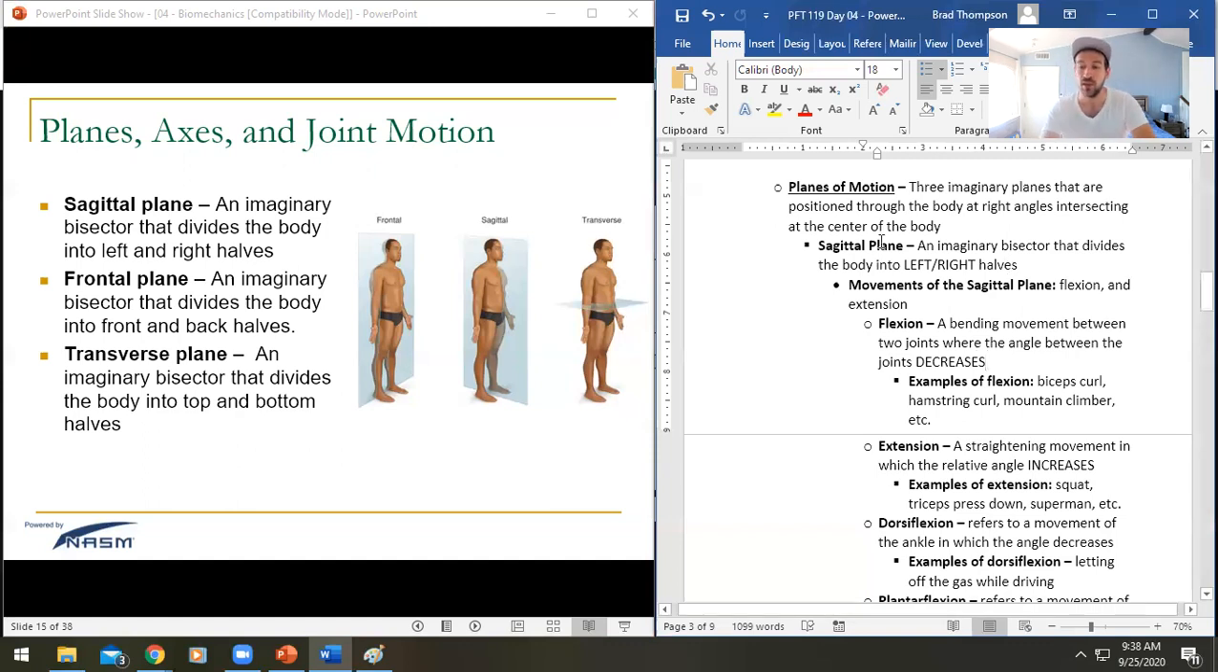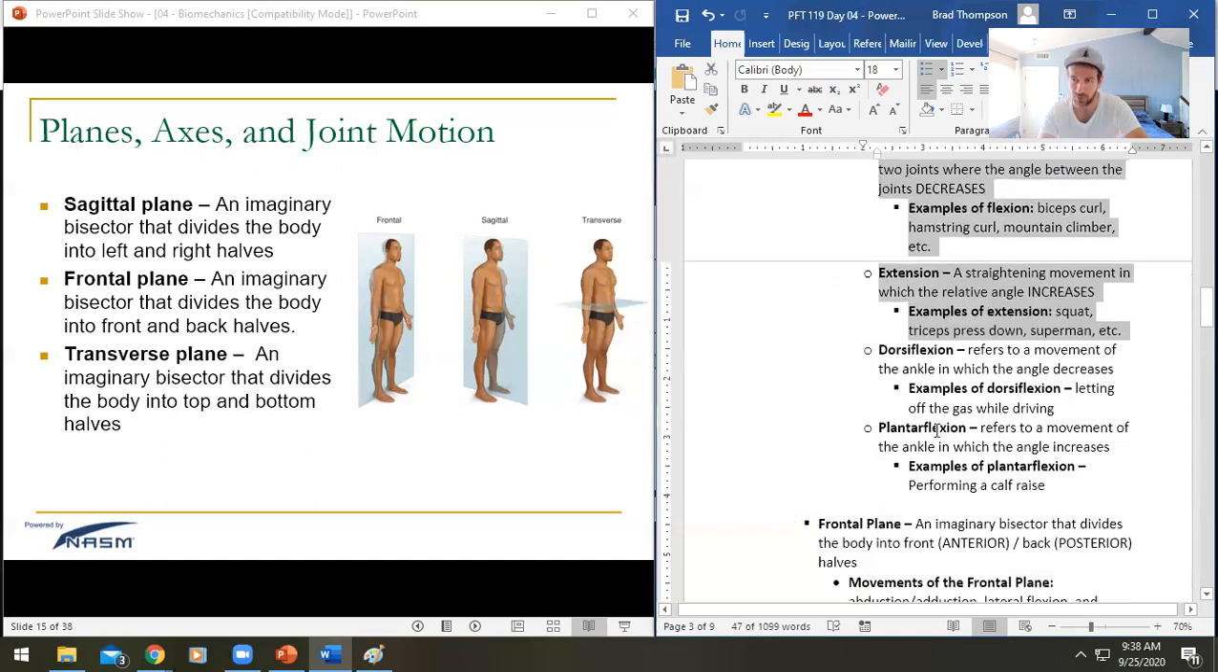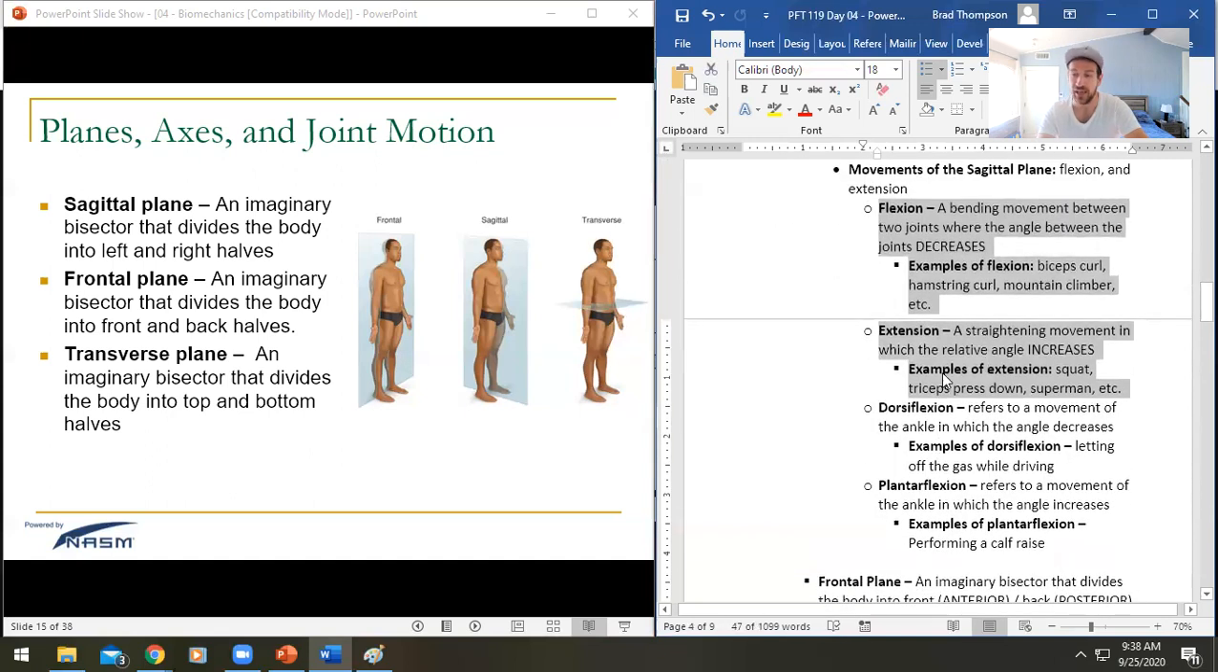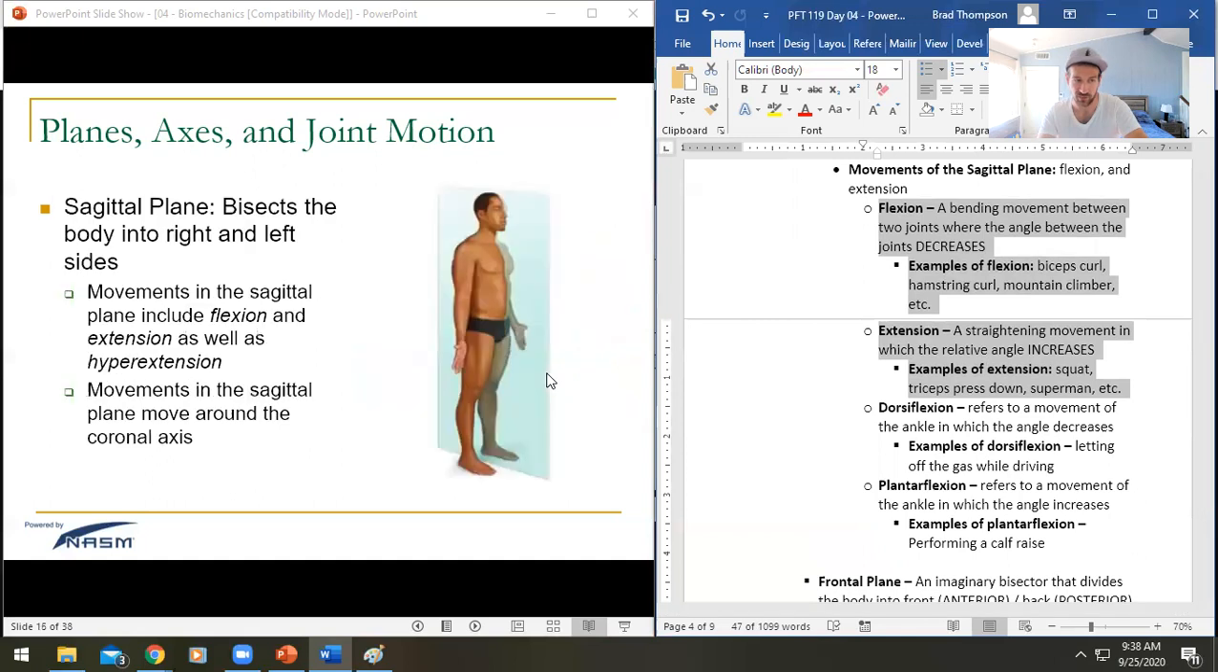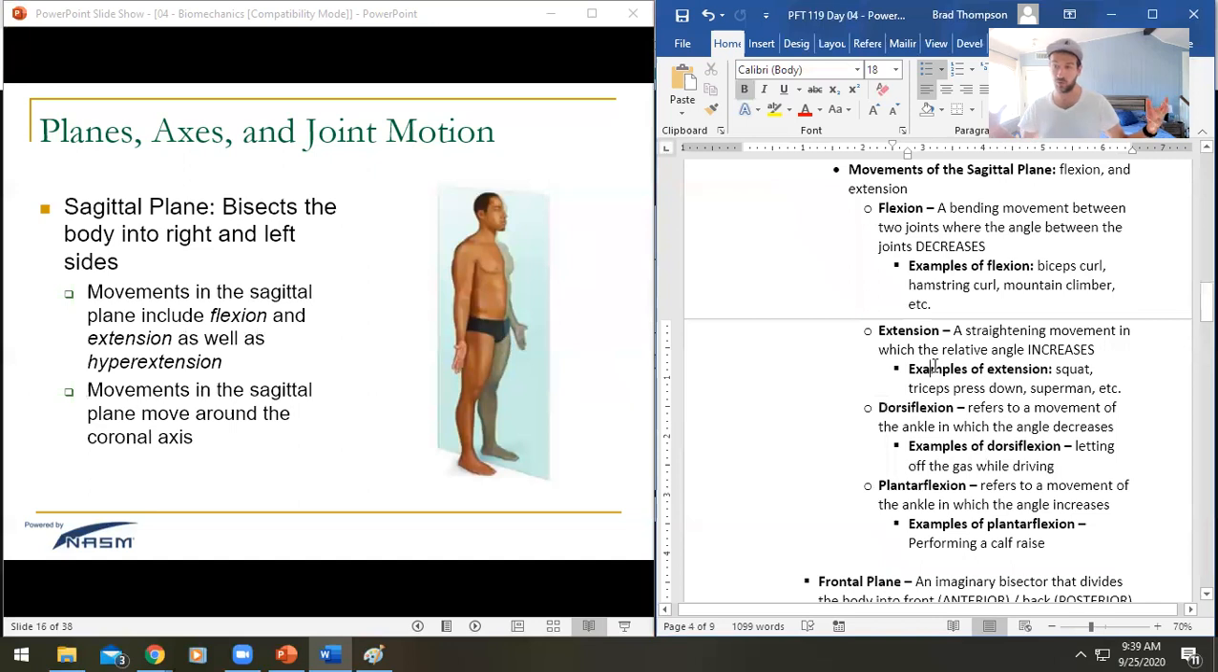So the movements that occur in the sagittal plane, the 2 primary ones are what are called flexion and extension. Your sagittal plane bisects the body into a left and a right half. Flexion and extension are the main movements here. Now there are some special ones: hyperflexion and hyperextension. Hyperextension is where you just go beyond a normal range of motion. Hyperflexion is a little more rare, but that would be going beyond a range of motion in the other direction.